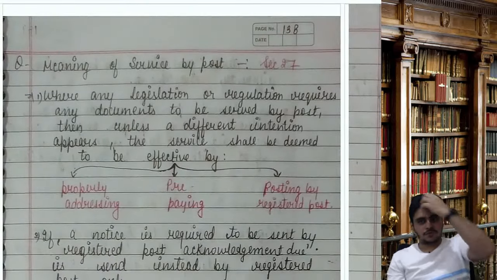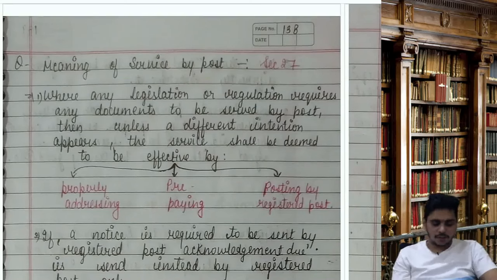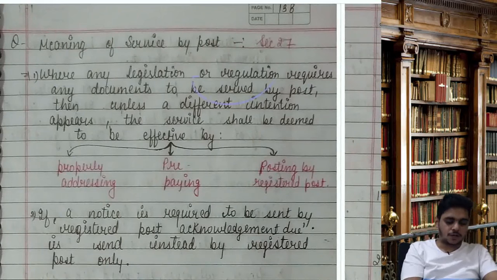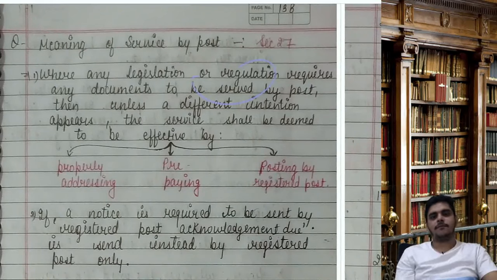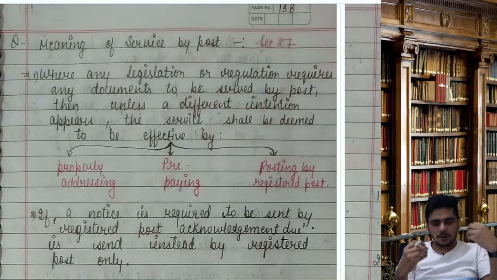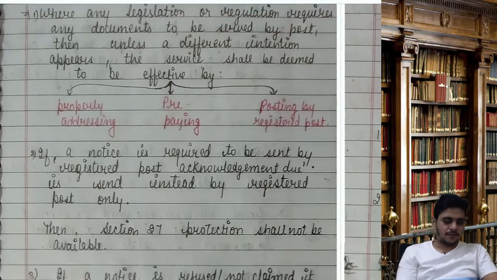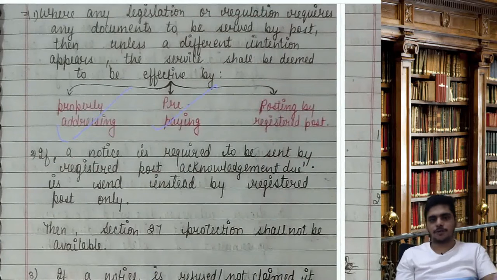Now, meaning of service by post. This is an important answer. All these are important answers. Where any law or regulation requires any document to be served by post, then unless a different intention appears, it will always be assumed that service is effective when you are properly addressing it, prepaying it, that means you are paying the post company, and posting it by registered post.